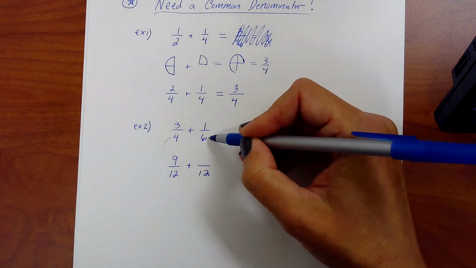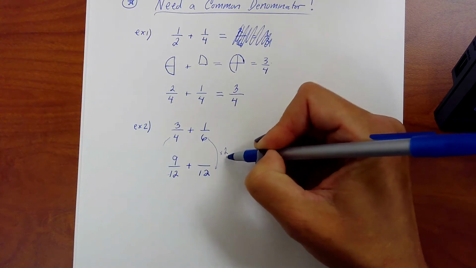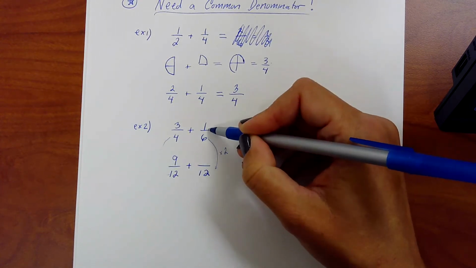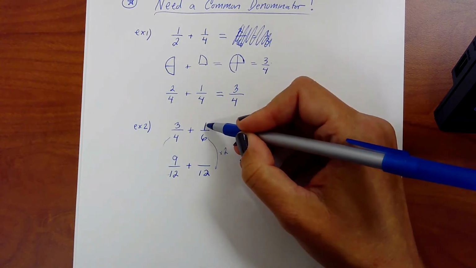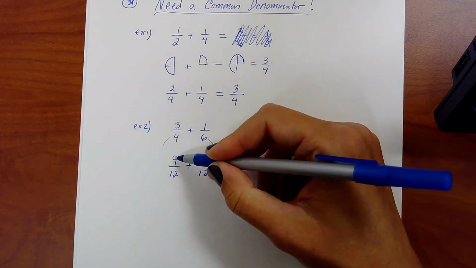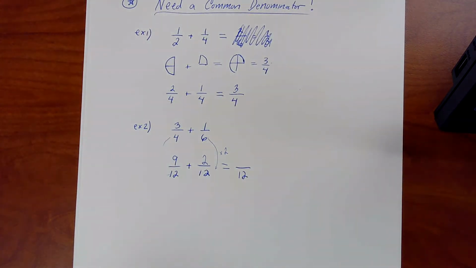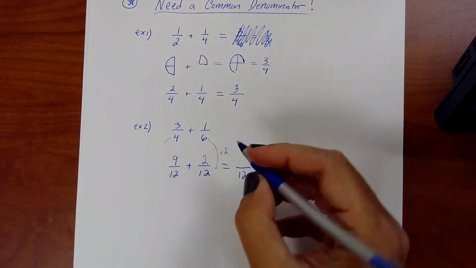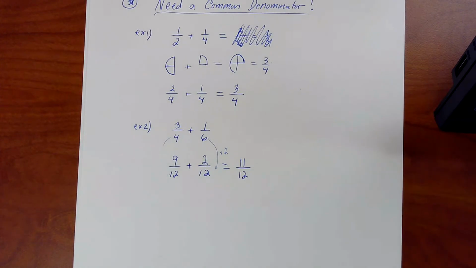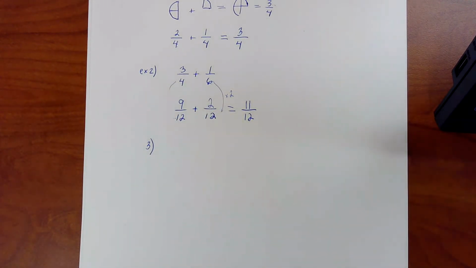Now this is a different puzzle. 6 times what? Maybe I can draw it here. 6 times 2 gives me 12. So this whole fraction you have to do times 2. 1 times 2, 2. And now we're going to add across. We keep the denominator the same. So we just cut these pieces into 12ths, smaller pieces. You add them together. Apparently there are 11 twelfths.